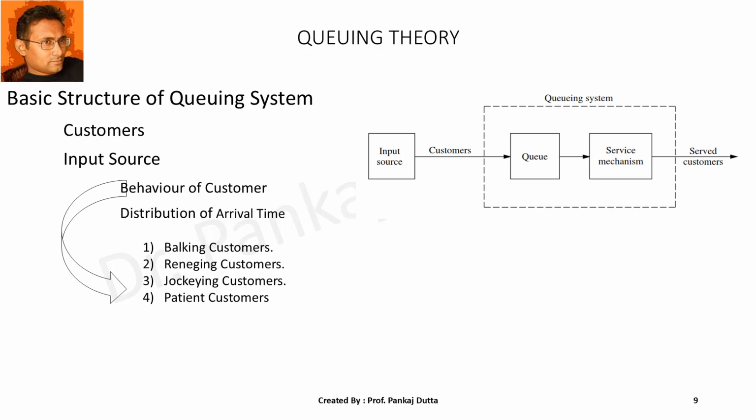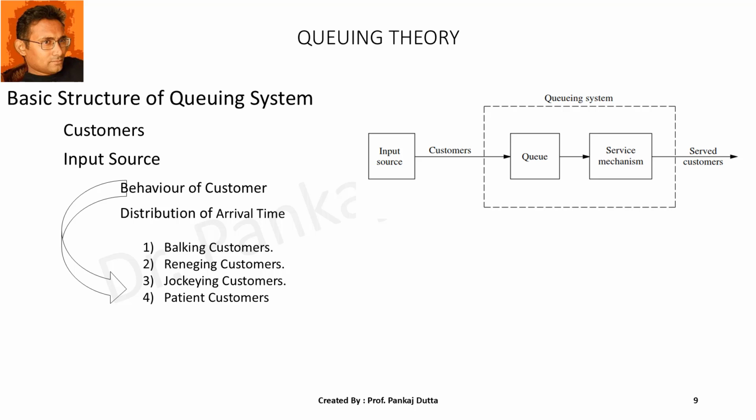Before we move to discuss the other components of the queuing system, we'll talk about two things related to what we have discussed so far: the behavior of the customer and the distribution of arrival time of customers from the input source. First, we'll talk about the behavior of the customer. Customers, when they come to join a queue, may behave in four different manners.